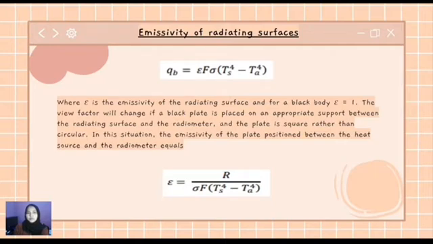The view factor will change if a black plate is placed on an appropriate support between the radiating surface and the radiometer, and the plate is square rather than circular. In this situation, the emissivity of the plate positioned between the heat source and the radiometer equals E equals R divided by sigma times F times Ts to the power of 4 minus Ta to the power of 4.